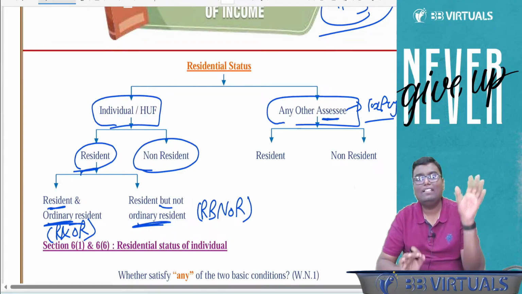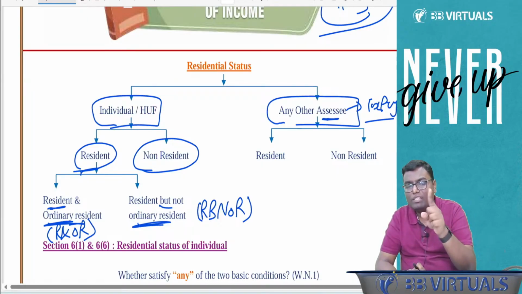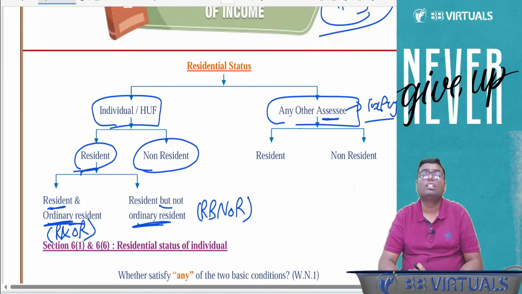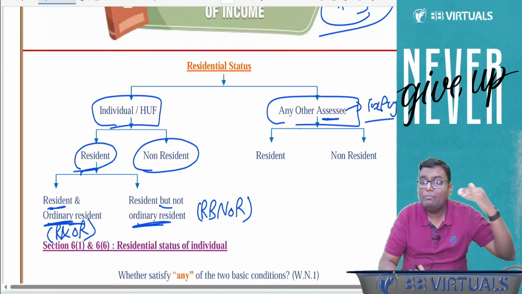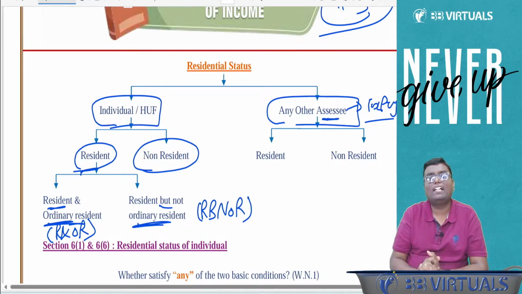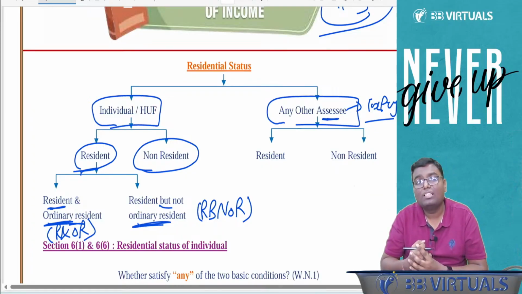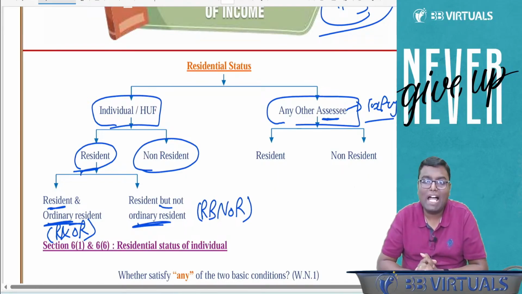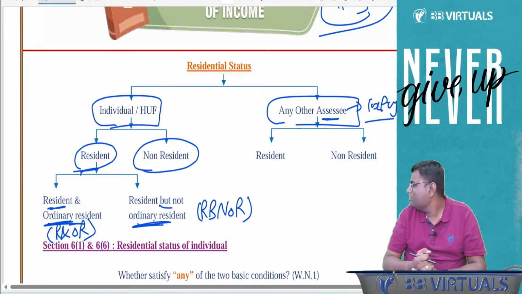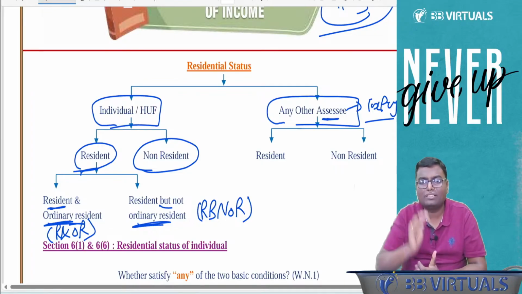See, in a very layman sense, I'm explaining to you. If during the year you are there in India for the majority of the time, you become resident, otherwise you become non-resident. If during the year you are resident, and in preceding years also you were there in India, so you are ordinarily staying in India, you will be called resident and ordinarily resident. But if during the year you are a resident of India, and in past years you were not there in India, then you will be called resident but not ordinarily resident, RBNOR. And there are some conditions and all. Accordingly, we'll understand when a person becomes resident, when non-resident, and further.